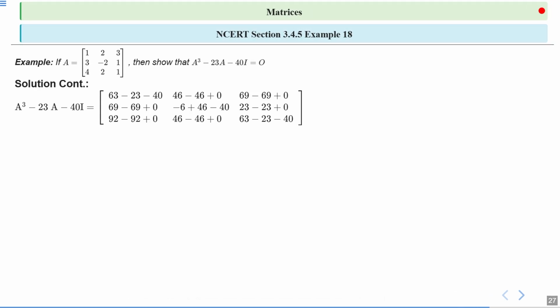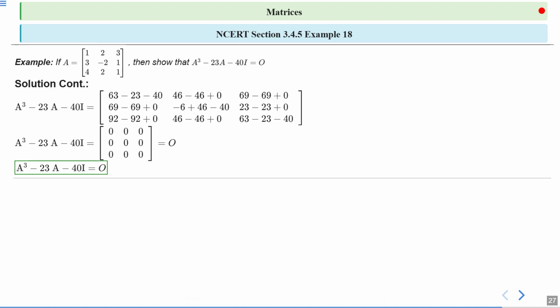So now A cube minus 23A minus 40I will be equal to 63 minus 23 minus 40 = 0, 46 minus 46 plus 0, 69 minus 69 plus 0. Next row: 69 minus 69 plus 0, minus 6 plus 46 minus 40, 23 minus 23 plus 0. Next row: 92 minus 92 plus 0, 46 minus 46 plus 0, and 63 minus 23 minus 40. So A cube minus 23A minus 40I will be equal to the null matrix, O. All elements will be equal to 0. Clear.